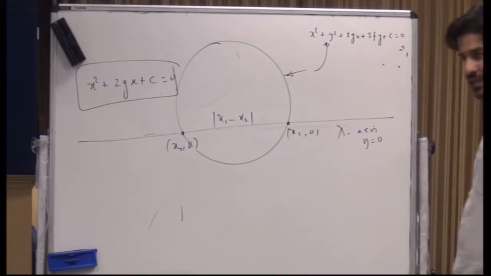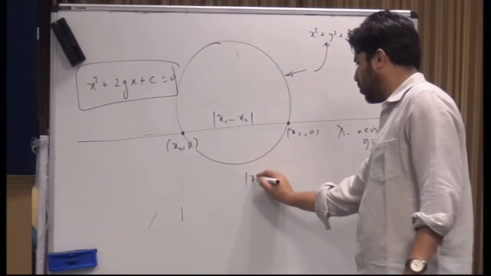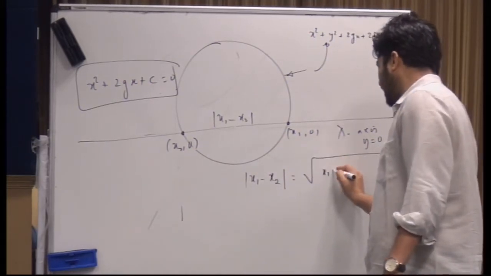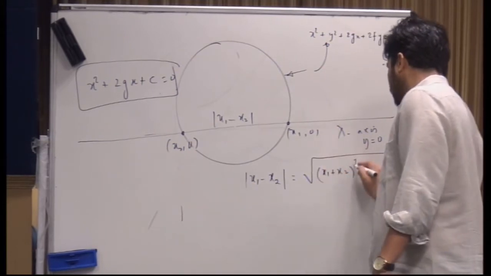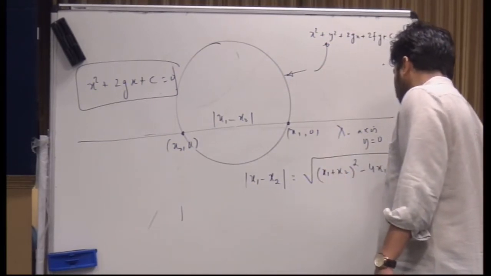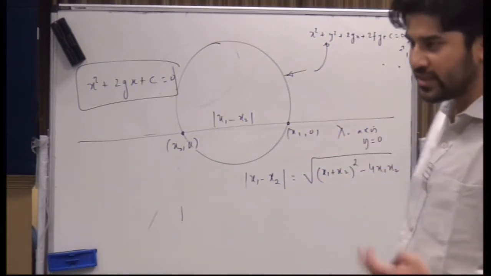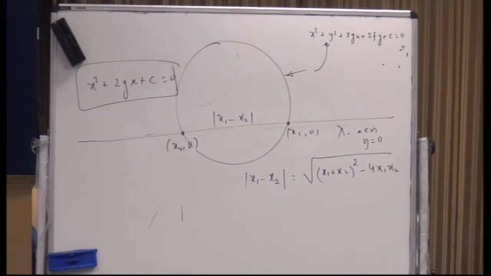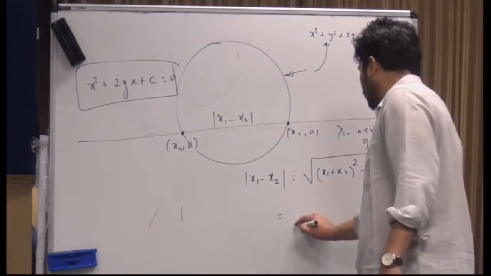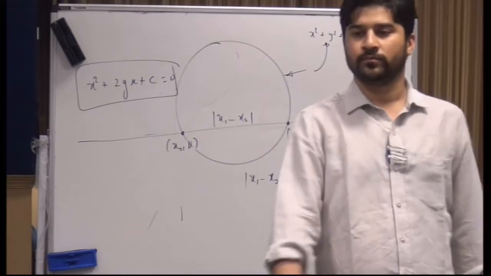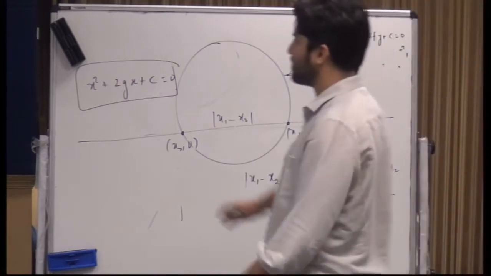Mod x1 minus x2, which I can say is nothing but the square root of x1 plus x2 whole square minus 4x1 x2, right or wrong? So instead of finding x1 and x2, we just have to find the sum of the roots and the product of the roots, right? Now tell me, what is the sum of roots going to be? What is x1 plus x2 in this equation?